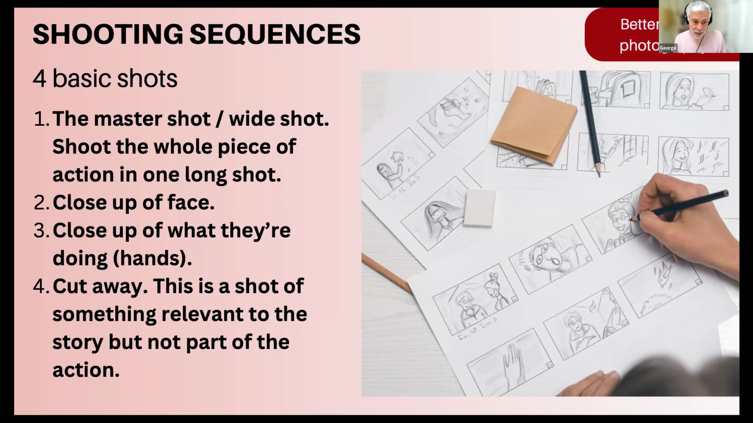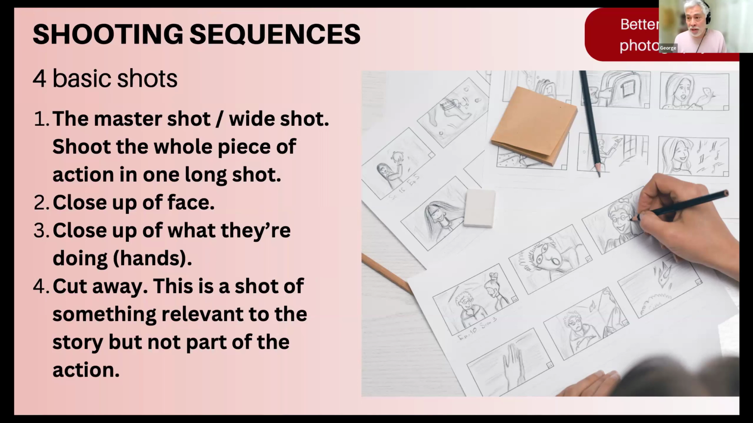That's a master shot. Number 2, you want a close-up of the face of the person who's doing the action. You always want to be able to see people in close-ups, because we relate to people's facial expressions and emotions. Number 3, you want a shot of what their hands are doing.